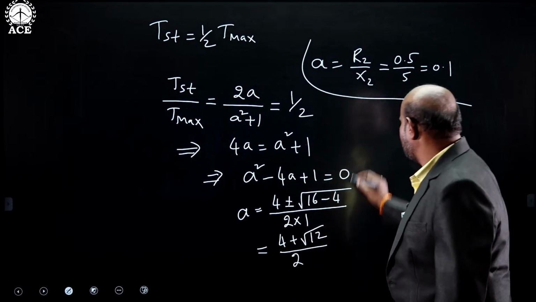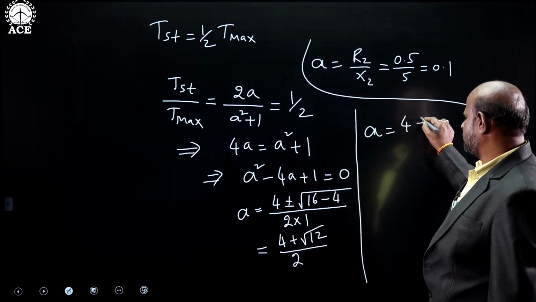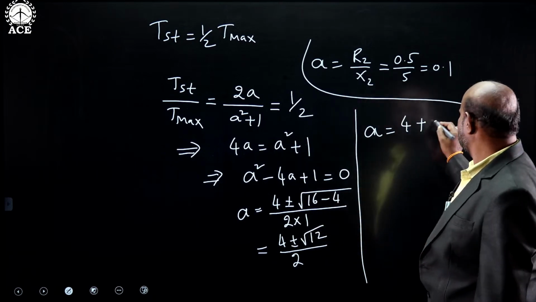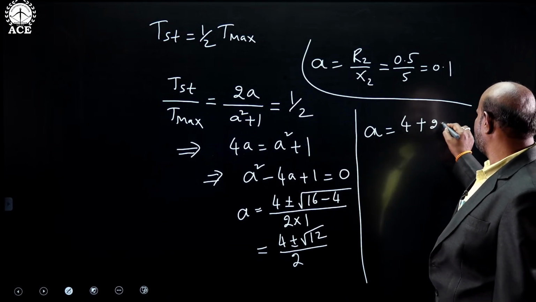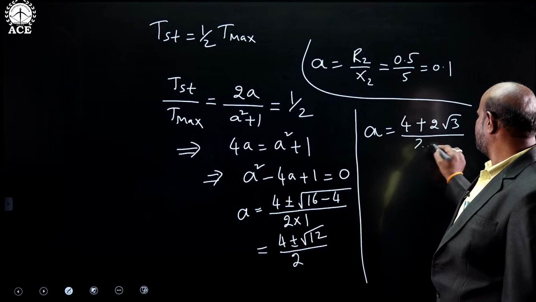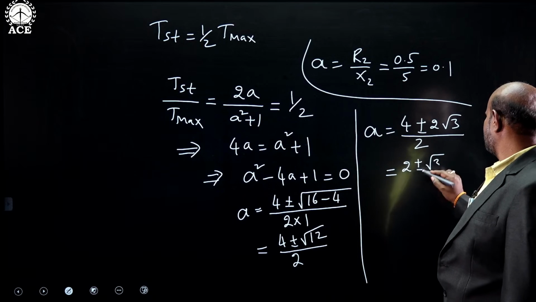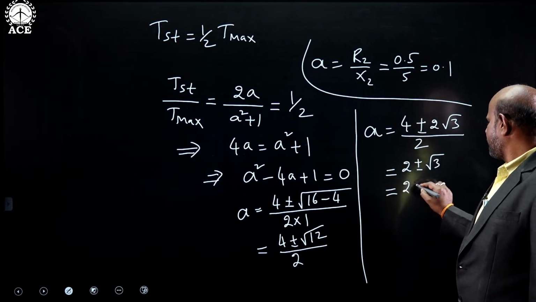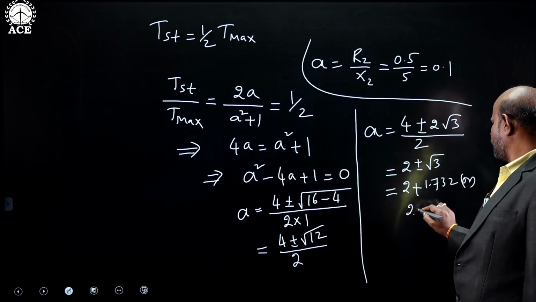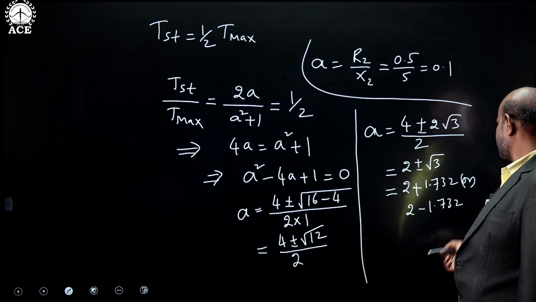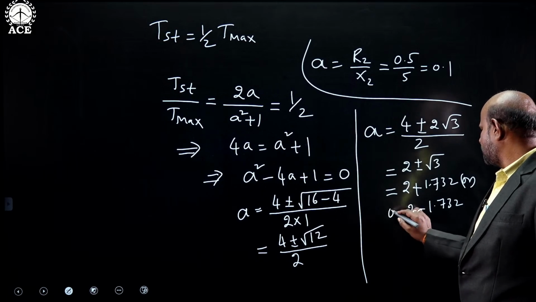So root 12 can be rewritten as 4 into 3, that is 2 root 3. So (4 plus or minus 2 root 3) by 2 gives 2 plus or minus root 3. We know the root 3 value is 1.732, so we take 2 minus 1.732. Whichever is smaller, that value can be taken here, right?